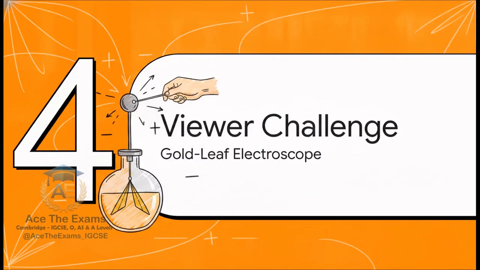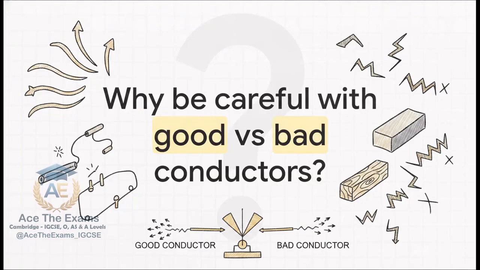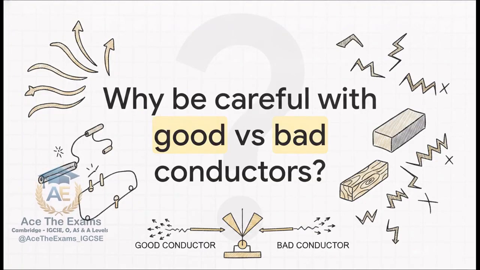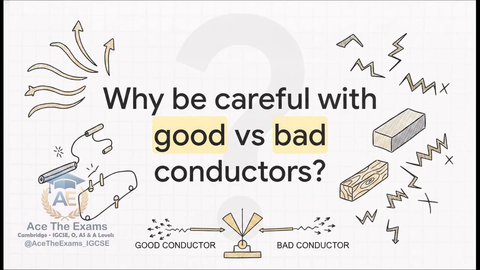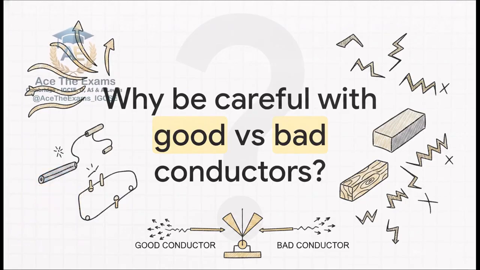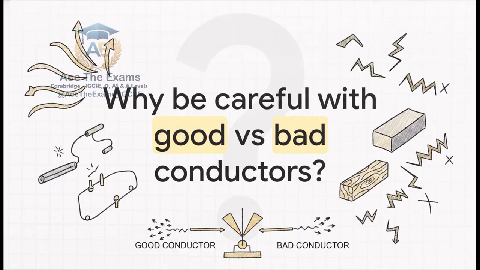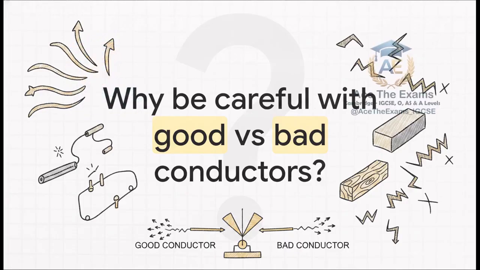Section 4. Interactive Viewer Challenge. The Gold Leaf Electroscope. Let's escalate the stakes a bit with a harder, secondary piece of apparatus. This is your pause and predict moment, okay? If a highly sensitive gold leaf electroscope is used to detect charge, why must we be incredibly careful about using good versus bad electrical conductors during our experiment? Really think about how different materials affect the physical flow of those electrons we just defined. Like, if you were to touch the top plate of the electroscope, what happens to the charge? Take a mental guess right now.